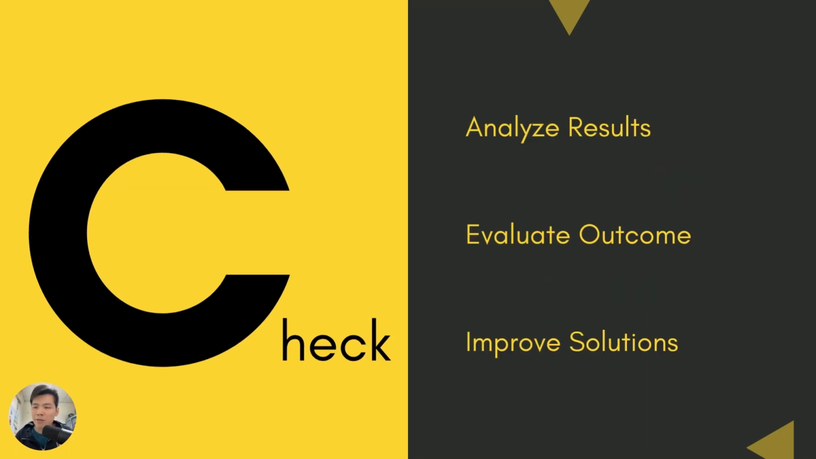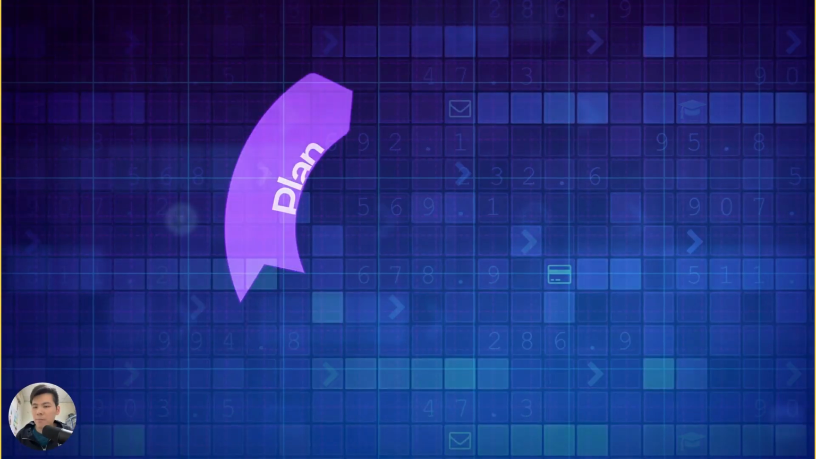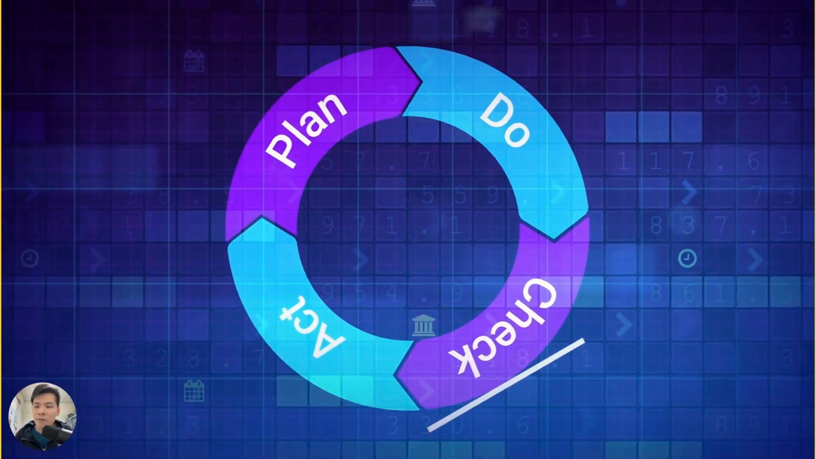And the third one is check. After implementing the action plans, we have some data to review results, validate assumptions, and evaluate outcomes. Besides, the implementation process should be checked to seek further improvement, no matter in solutions or plans. The last one is act. In this phase, we would summarize the process, show what we have learned, what gets things right, what gets things wrong, and kick off the next cycle. Ideally, it is an indefinite cycle that continuously improves itself.